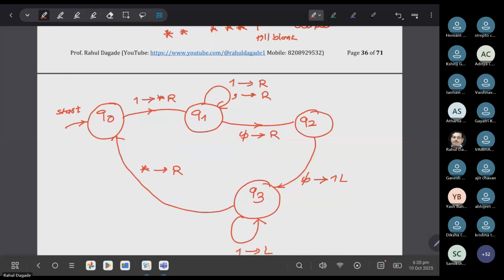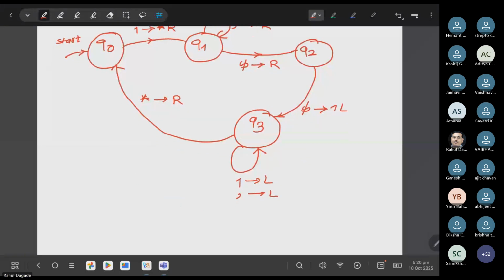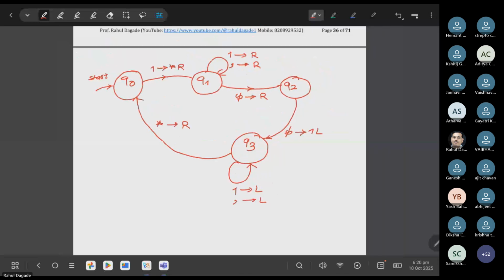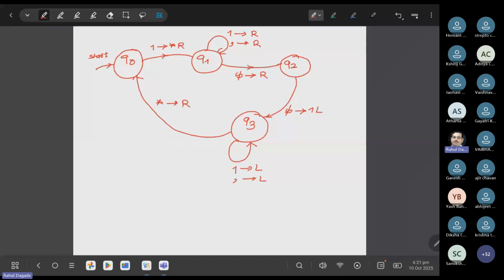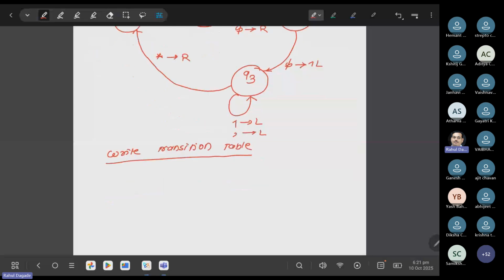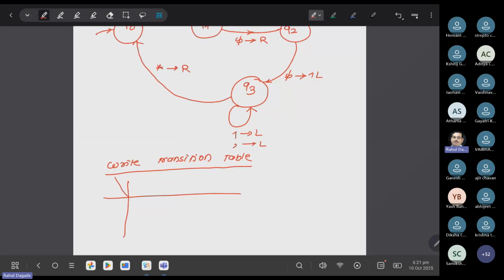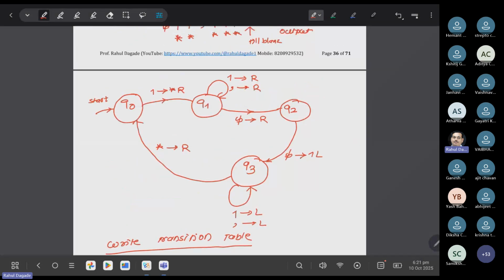Now, let us write down its transition table. What is a transition table? And when to stop it? Halt. The halt state we have to have.